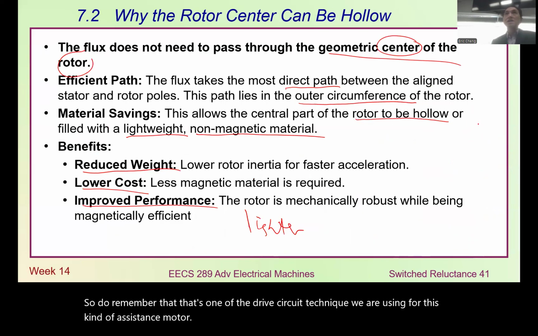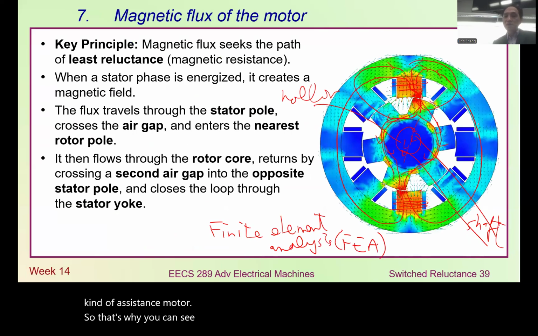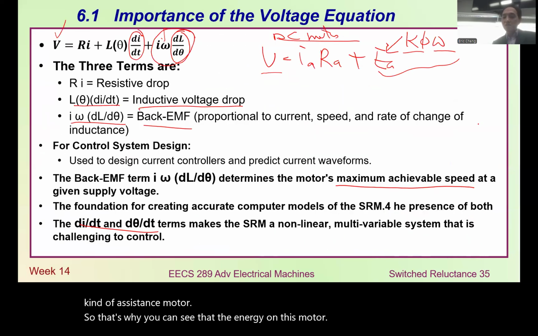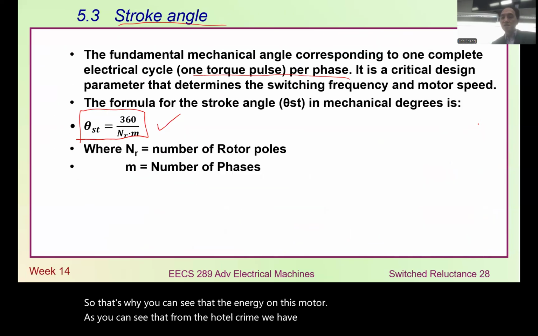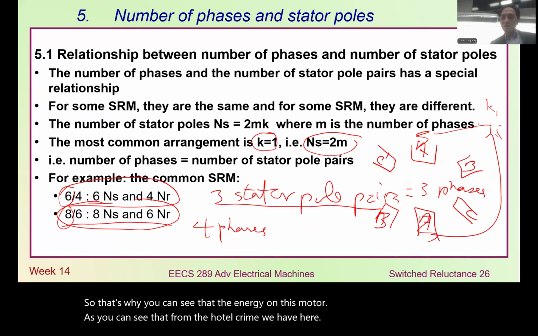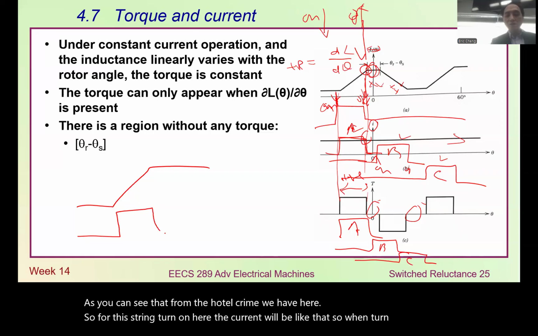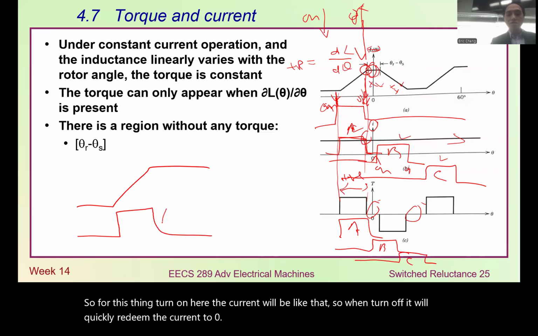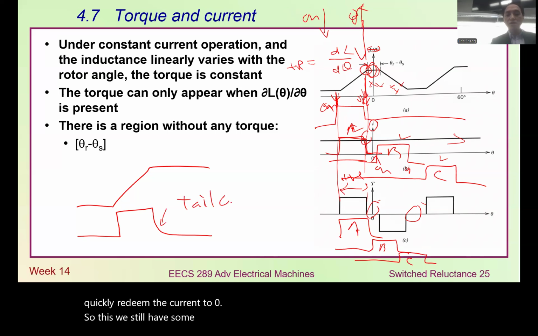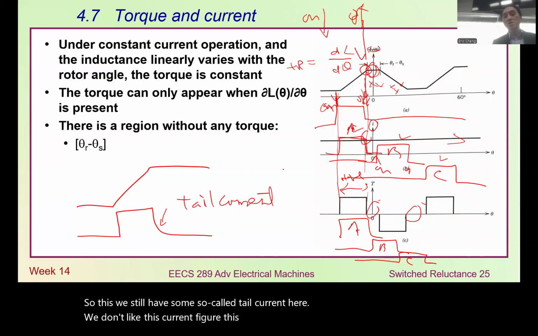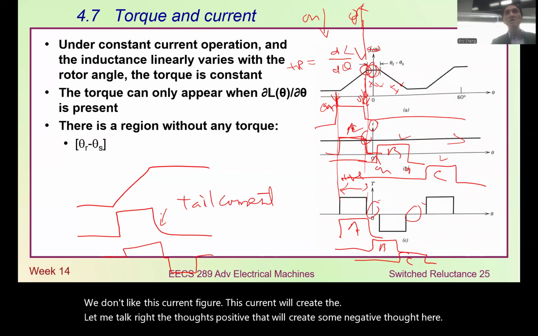So that's why, when you energize this motor, as you can see from the diagram we have here, for this one, turn on here, the current will be like that. When turning off, we need to quickly reduce the current to 0. We still have some so-called tail current here. We don't like this current because it will create negative torque, right? The torque is positive, but this will create some negative torque. So this current needs to be reduced really quickly.